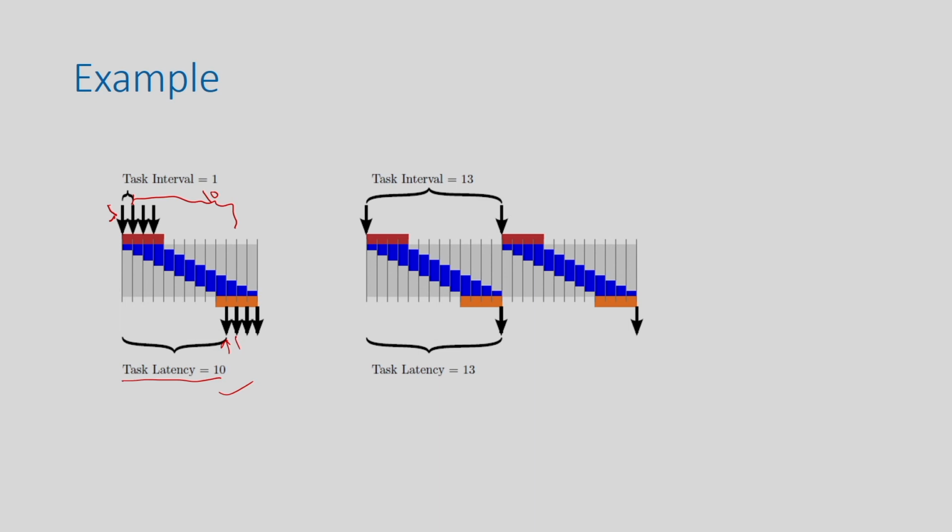What is the initiation interval? Because you are giving inputs every cycle, as it is pipelined execution, the initiation interval or task interval is 1. You can also see that the difference between output to output is 1, so the throughput is also 1 for this design. This is the pipelined execution of the loop.